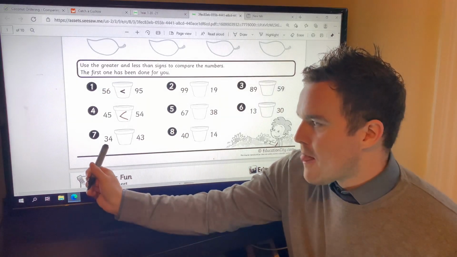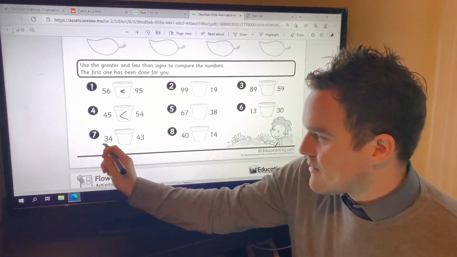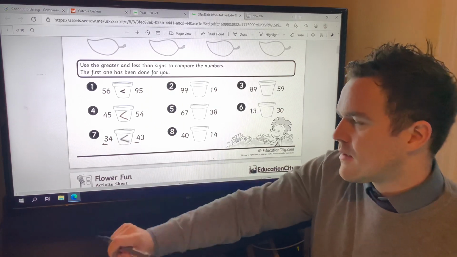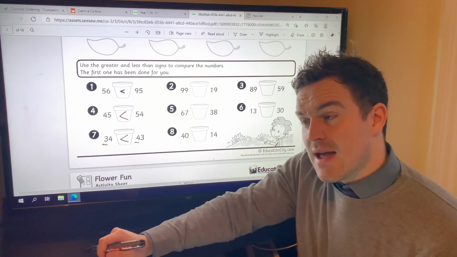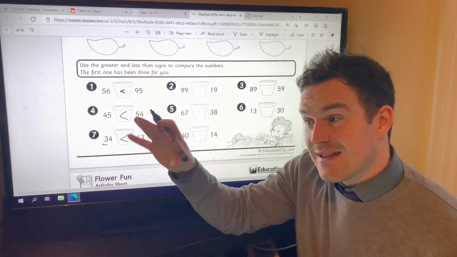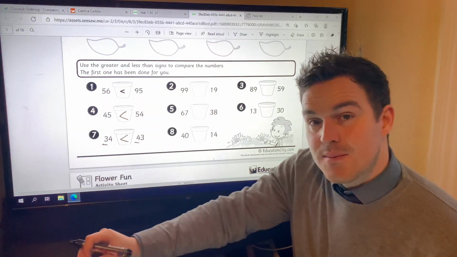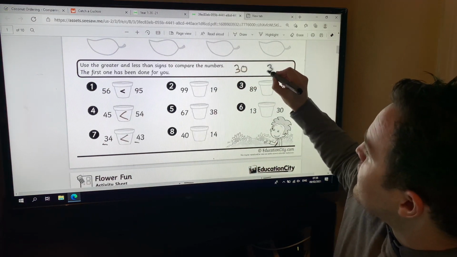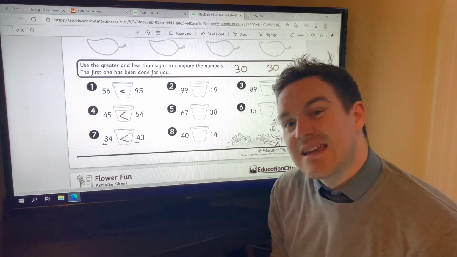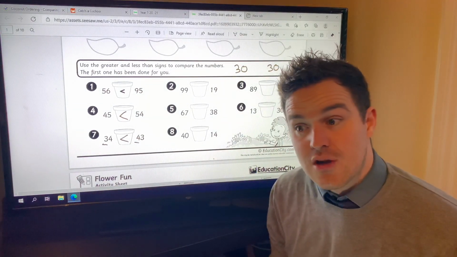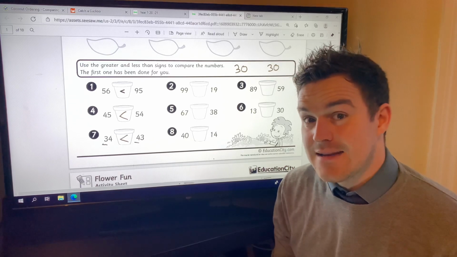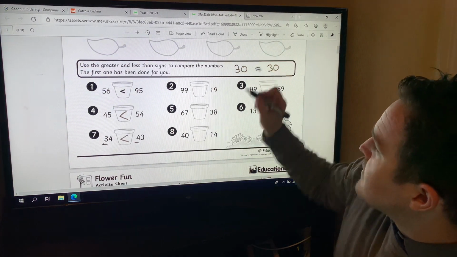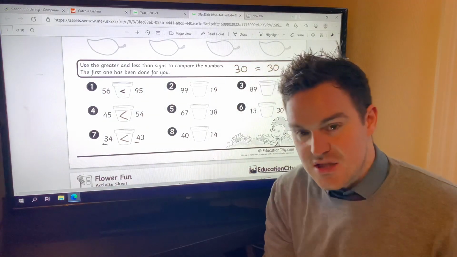Okay, what about this one? 34 or 43? Well, I can see that only has 3 tens. That has 4 tens. So we want to eat the bigger one again. Whatever one has the biggest, you want the alligator's mouth to be facing that number, eating it. And remember, sometimes you might have, say, 30 and 30. If the alligator doesn't know which way to dine, remember in our song, which way to eat, because the numbers are the same, you'll have an equals sign in the middle, okay? So you've got some of those.